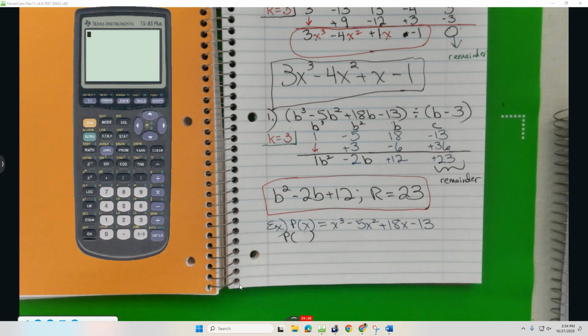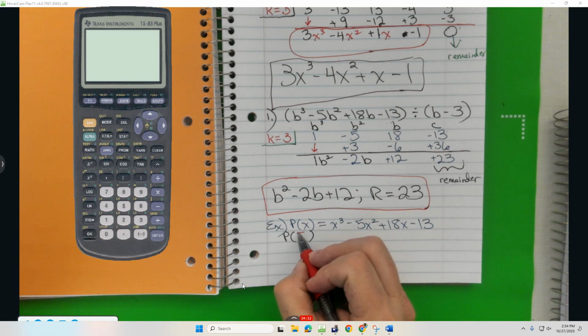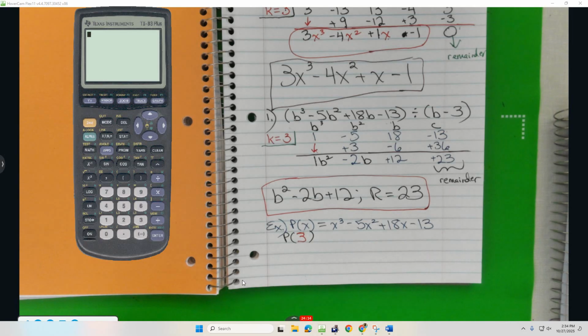Suppose I wanted to find p of 3. Y'all know how function notation works. You're using a p instead of an f just to stand for polynomial, which is standard when working with zeros of polynomial functions. They use p's a lot rather than f's, but it's the same thing. P of 3. That means go to the function p, and wherever you see an x, replace it with 3. So here goes.